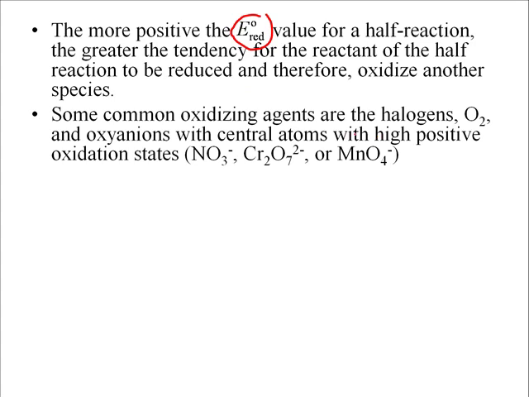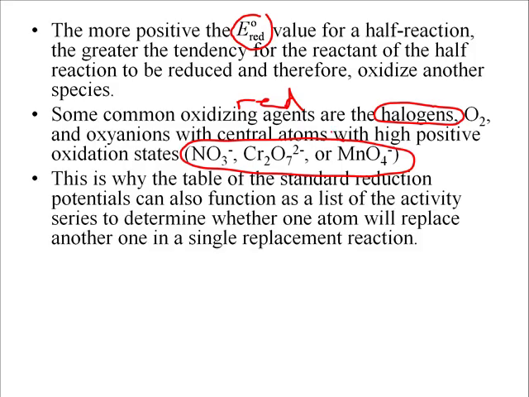Some common oxidizing agents, so some things that are easily reduced, are the halogens. Remember, reduction means they're gaining electrons. The halogens commonly have a charge of -1, so they easily gain electrons. Oxygen, O2, has a 0 charge and can gain electrons to have a -2 charge very easily. And a few of these anions here also are easily reduced.